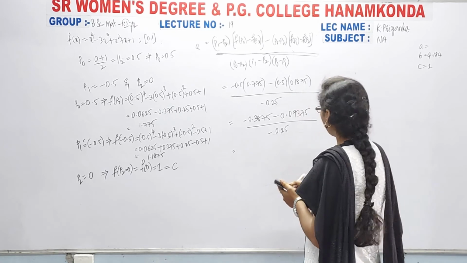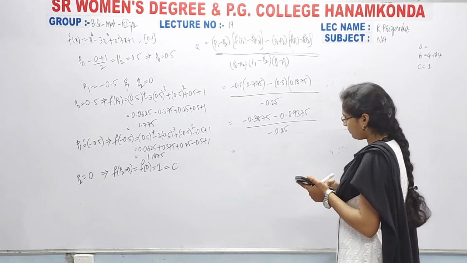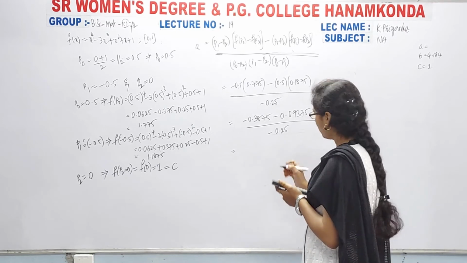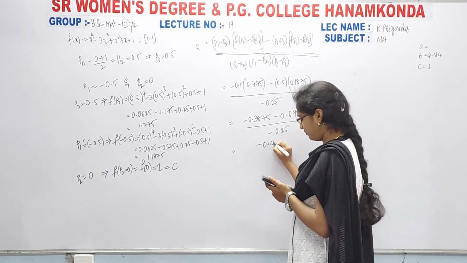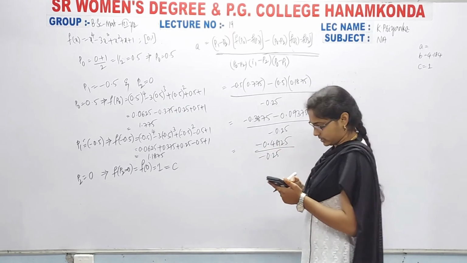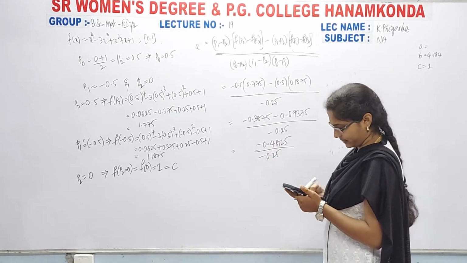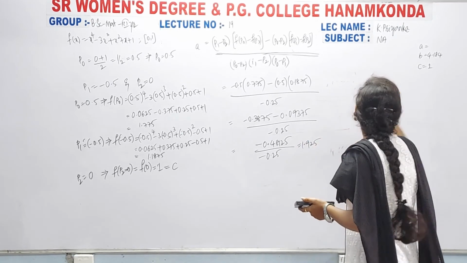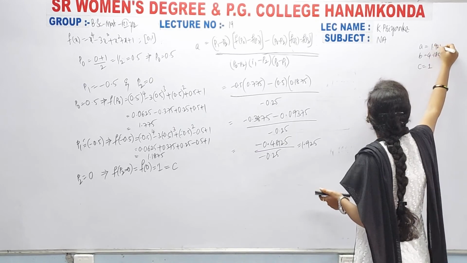So now here 0.09375 and this one 0.3875 minus 0.48125 by minus 0.25 divided by 0.25. Then we have 1.925. So therefore the A value is 1.925.